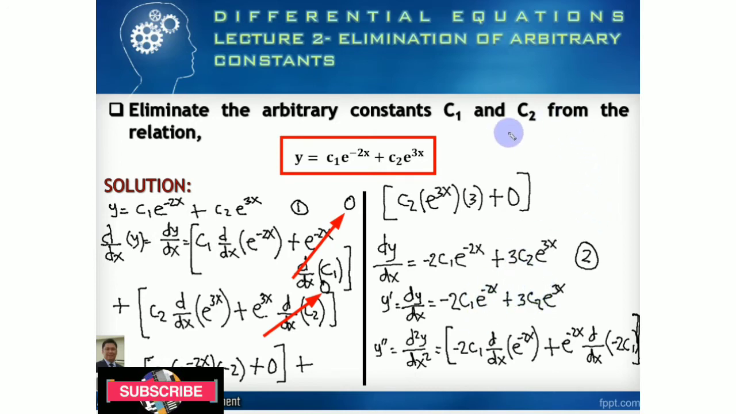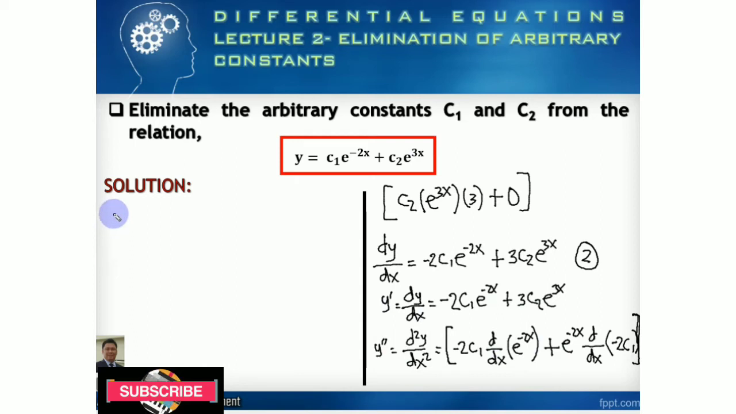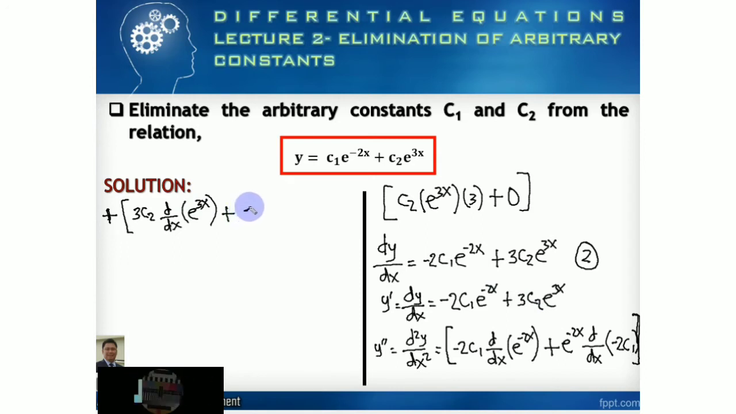So proceeding with our calculation, so we have here this second term plus, we put a bracket here for this one, 3c2 times the derivative of this e raised to the 3x, okay, plus again this e to the 3x times the derivative of your 3c2, okay.